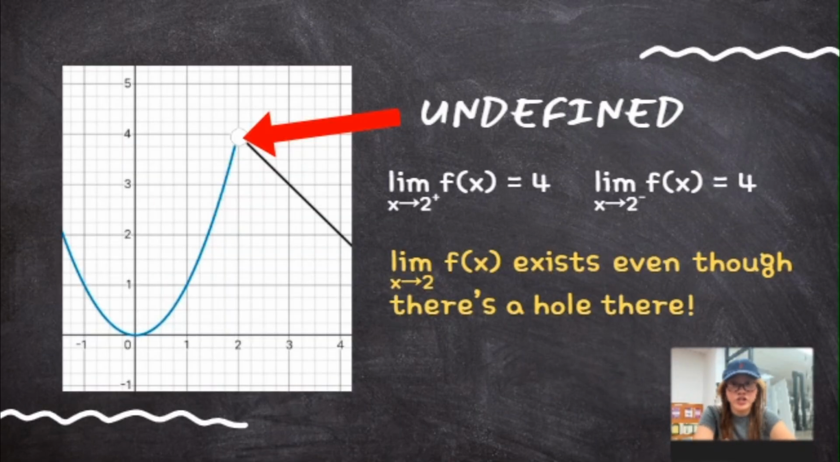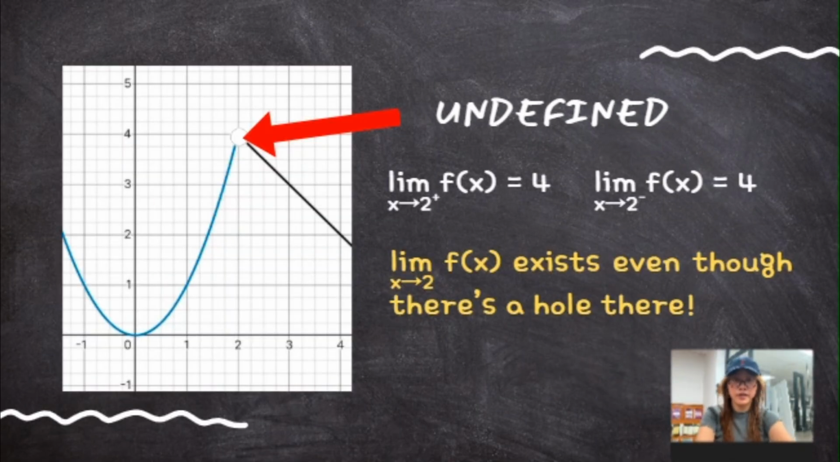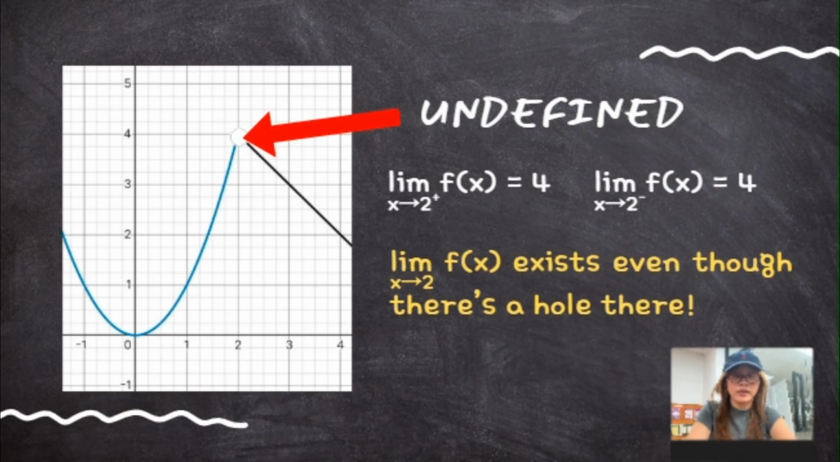At this point, the function has no value. There is nothing there. But when we move closer and closer to that point from both sides, the result keeps getting closer to 4. So even though the point has no value, the limit still exists.